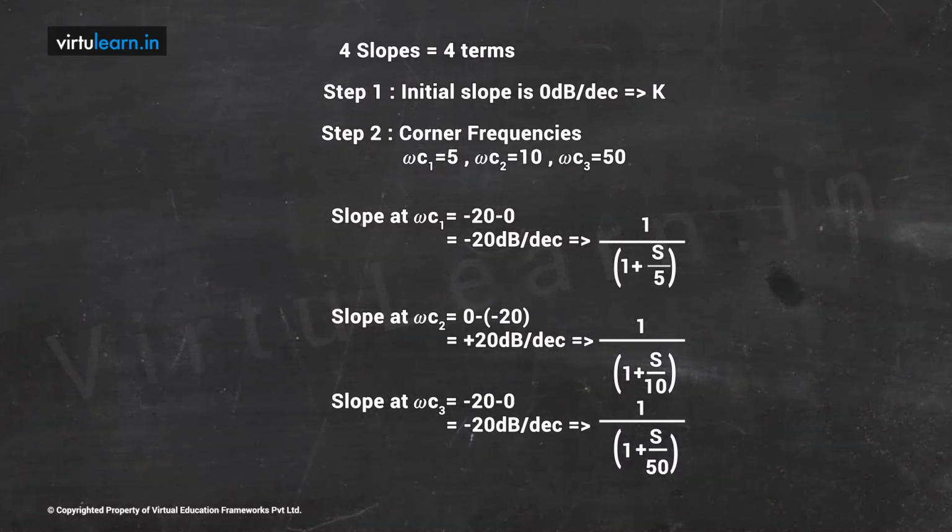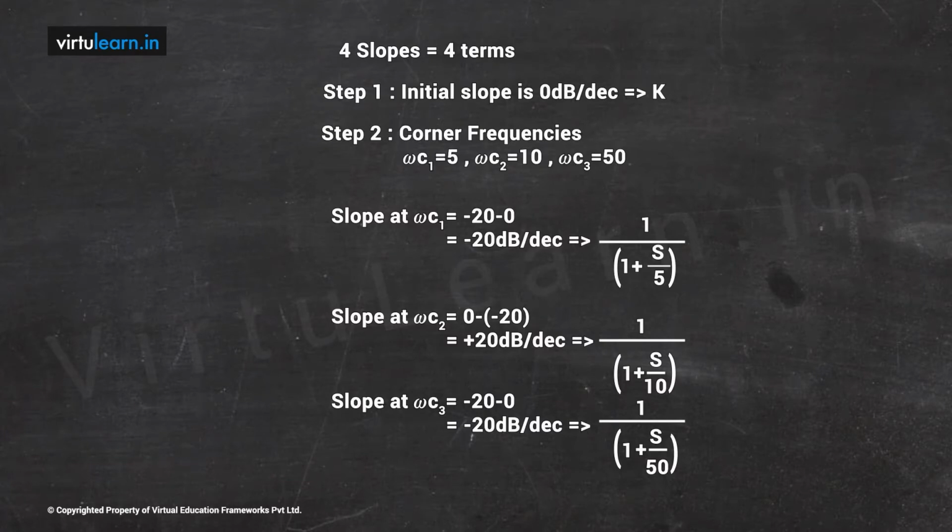So omega c1 is 5. That is minus 20 minus 0, that will be minus 20 dB per decade. So whenever you have minus 20 dB per decade, then the term will be 1 by 1 plus s by omega c1. Omega c1 is 5 here, therefore the term will be 1 divided by 1 plus s by 5. So this is the corresponding term for omega c1, 5 radian per second.